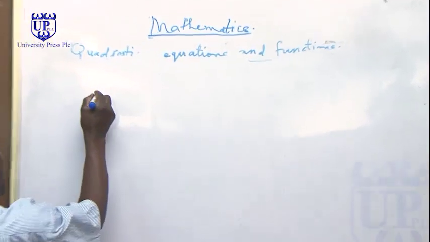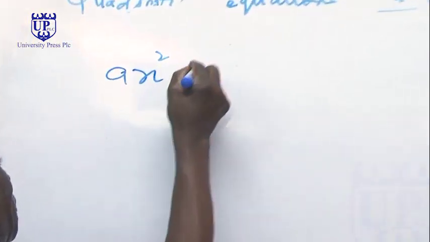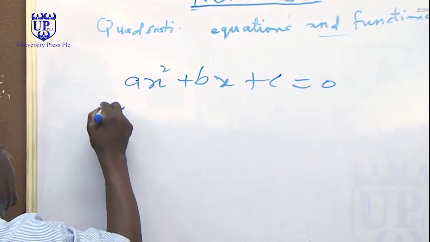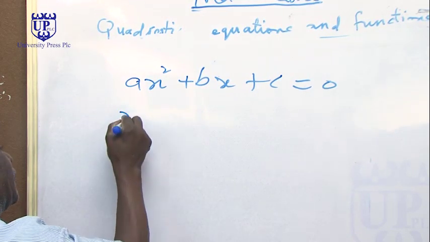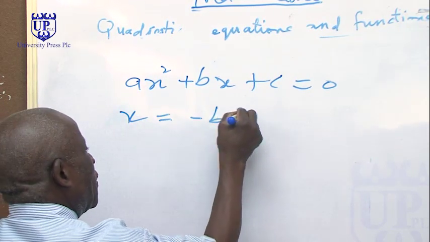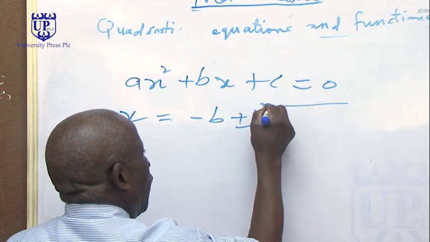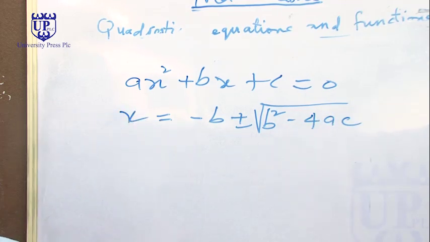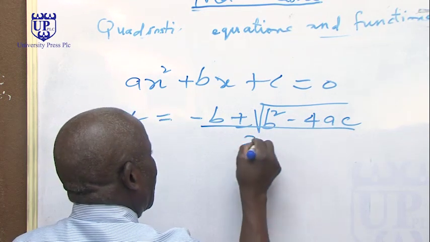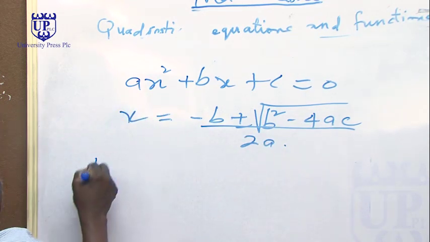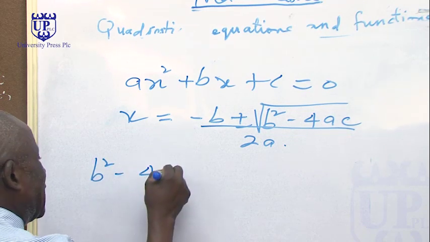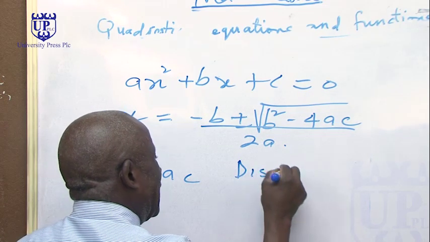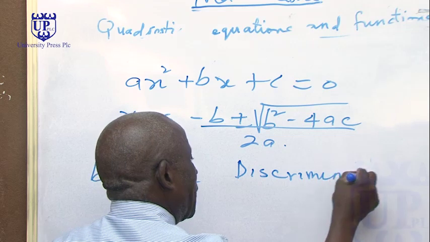But before then, when you have an equation of this type, ax squared plus bx plus c equals 0, I told you the values of x are minus b plus or minus the square root of b squared minus 4ac, everything all over 2a. Please note. b squared minus 4ac is called the discriminant. Discriminant, not determinant.